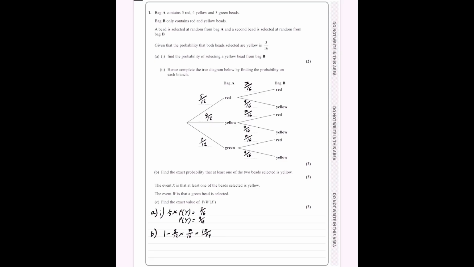For part C, the probability of W given X, well, the probability of W intersect X is going to be a green picked on the first one, because that's the only point where a green can be picked, followed by the yellow on the second one. So it's going to be 3/12 multiplied by 9/16, divided by the probability of X. Well, we've already calculated that. That's 17/24. So it gives us our calculation 3/12 times 9/16 over 17/24, and that equals 27/136.